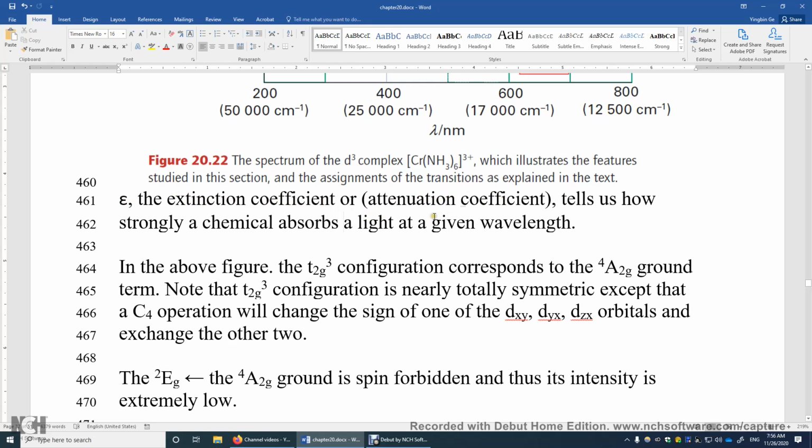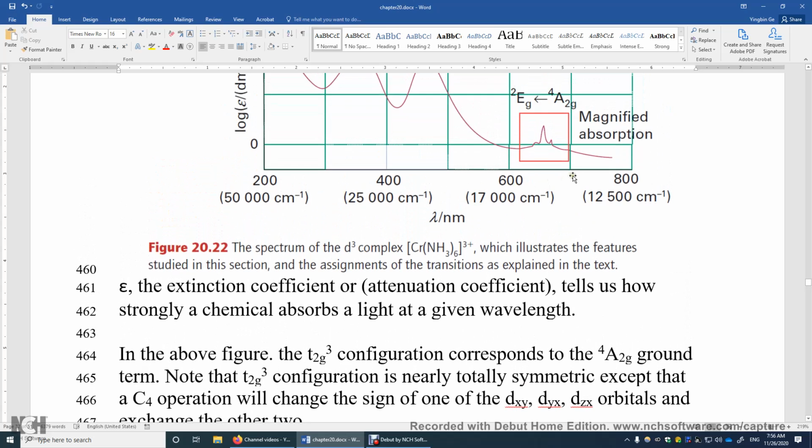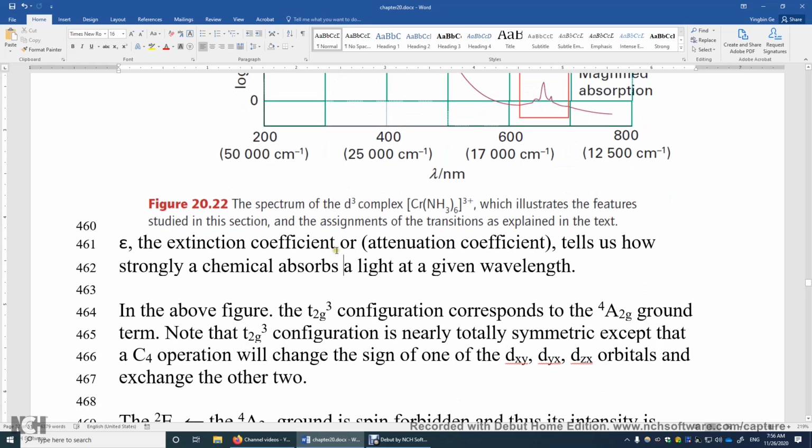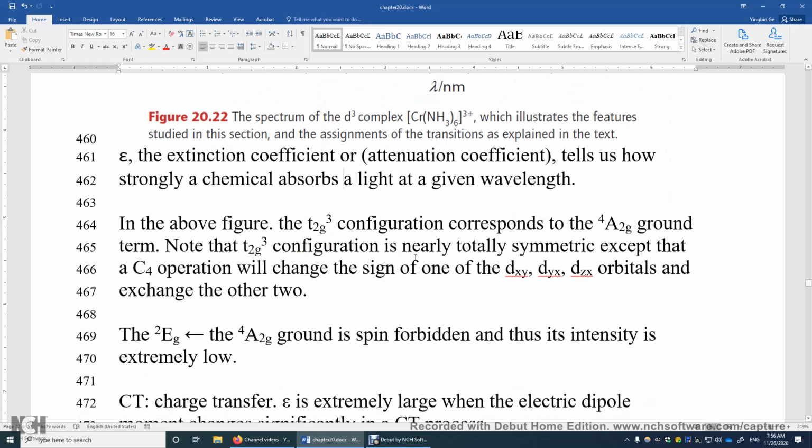So again, epsilon is the extinction coefficient or attenuation coefficient. It tells us how strongly a chemical absorbs light at a given wavelength. Those are the wavelengths in nanometers. The wave numbers are the reciprocals of the wavelengths. And we explained why there are 2 different electronic transition energies when we promote an electron from T2g to eg. And over here we explained this transition is forbidden.